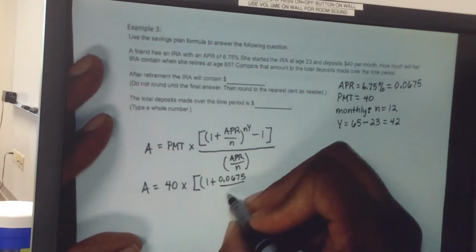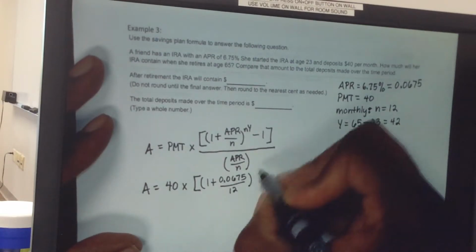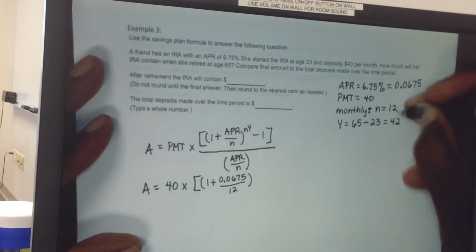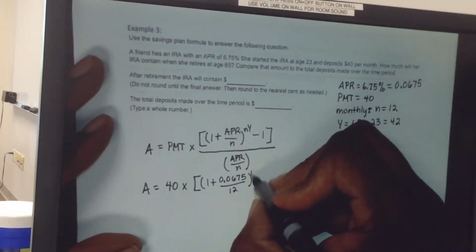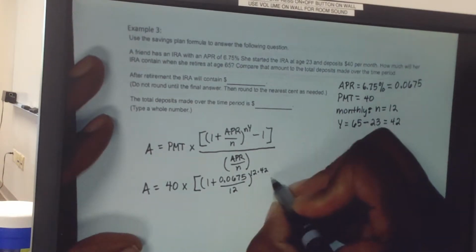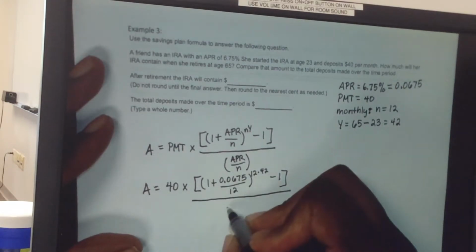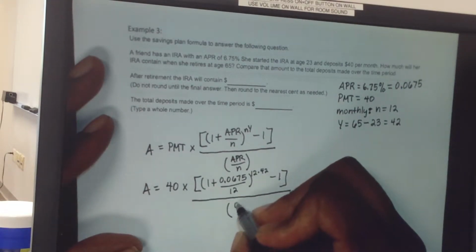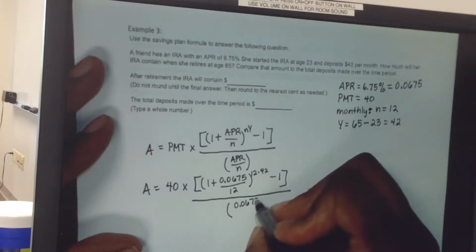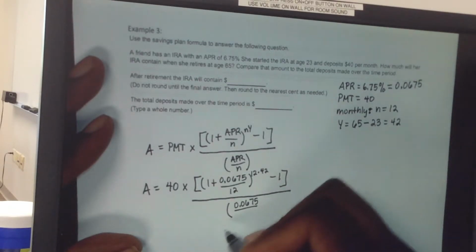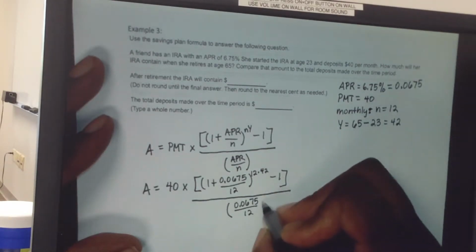divided by N, which is 12, raised to the N times Y. N is 12 and Y is going to be 42. And then minus 1. All divided by APR, that's 0.0675, divided by N, which is 12.